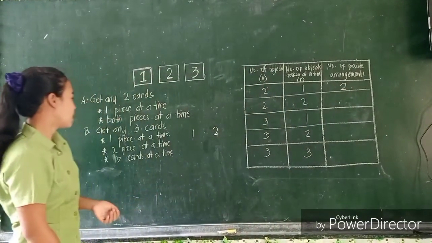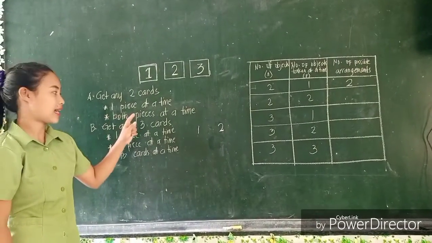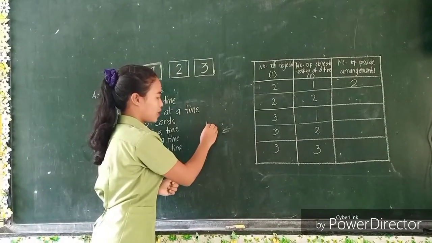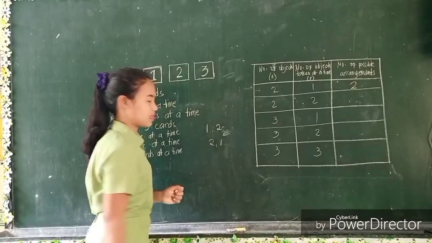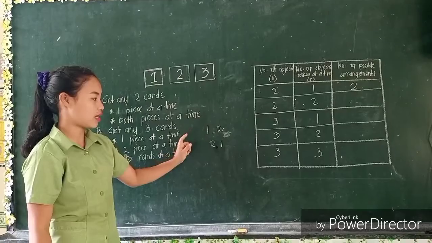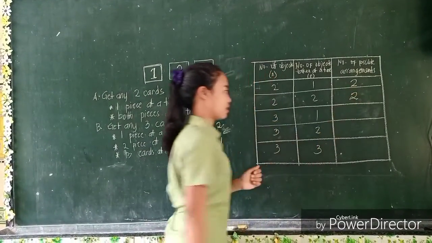Next, arrange 2 cards, both pieces at a time. So we have 1, 2, and 2, 1. How many arrangements are there? So we have 1 and 2. There are 2 possible arrangements.